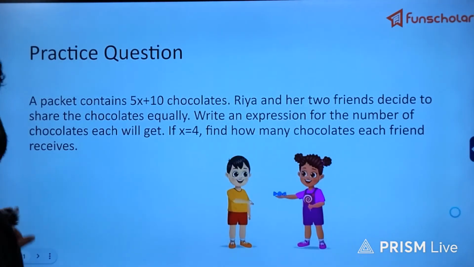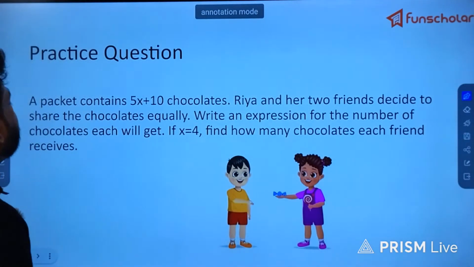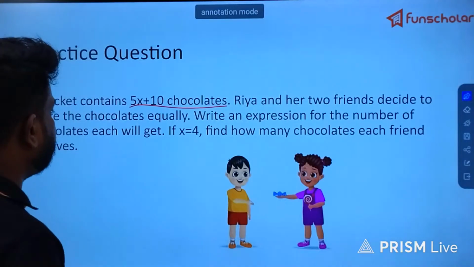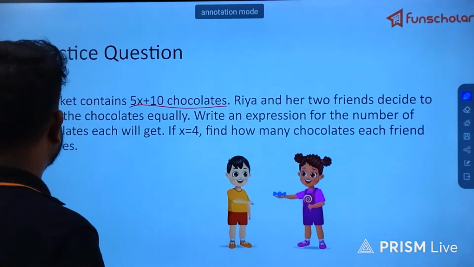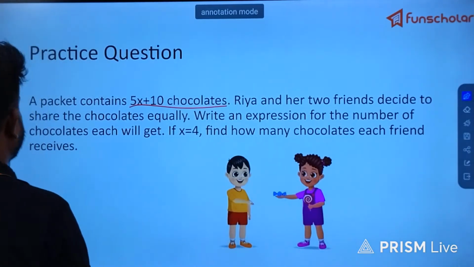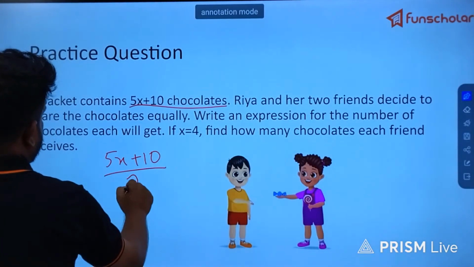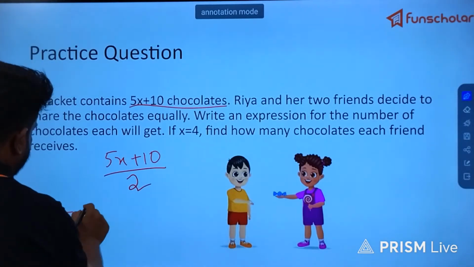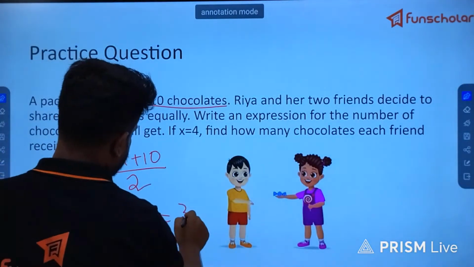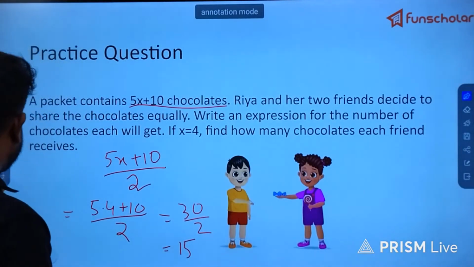The next thing is the practice questions or word problems. A packet contains this much chocolates. Ria and her two friends decide to share the chocolate equally. Write an expression for the number of chocolates each will get if x equals 4. Find how many chocolates each friend receives. So the expression will look like this, and if the value of x is 4, the final answer will be 50.